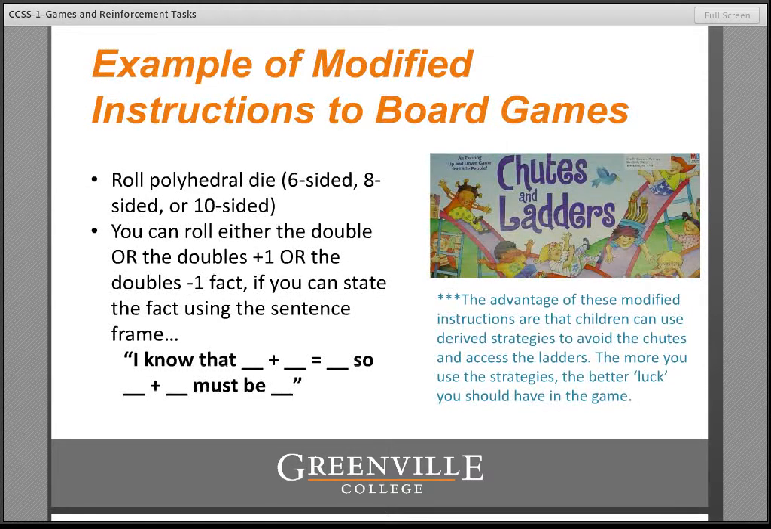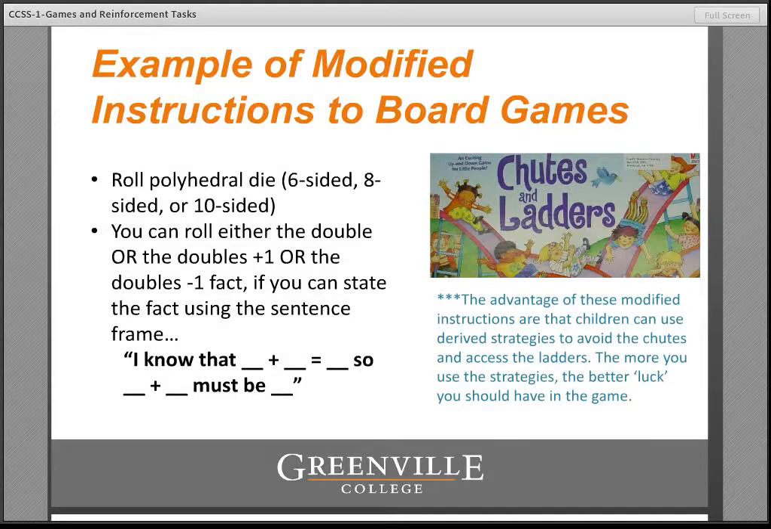Chutes and Ladders is another game that I have students play. There's a spinner, at least in my version there is, but we ignore that and use dice. This is true for Parcheesi as well. I start out with a 6-sided die, and when I feel that's no longer a challenge for the students, we switch it out and give them polyhedral dice, 8-sided or 10-sided. And that makes more facts available to them.